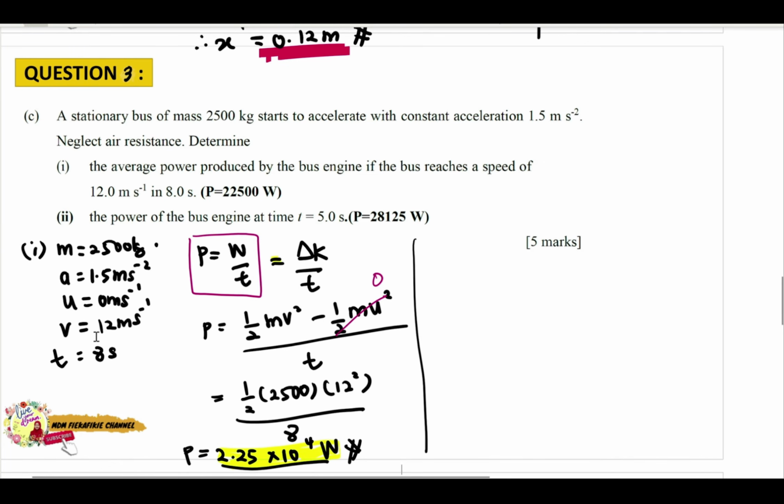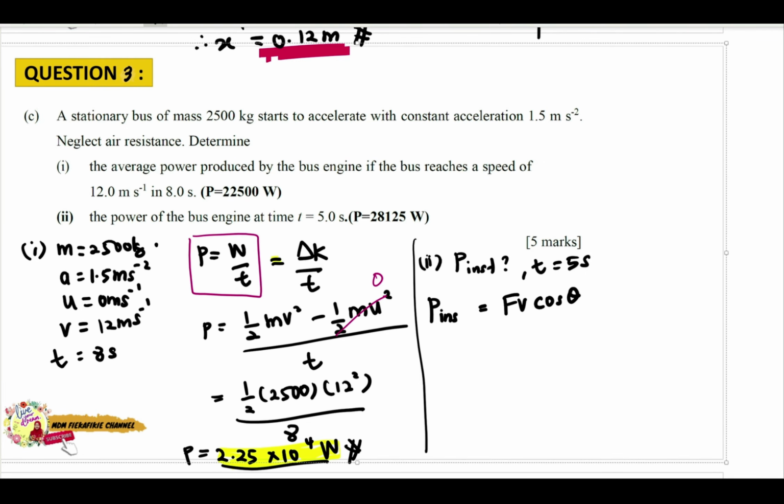And then number 2, the power of the bus engine at T is equal to 5 second. So untuk jawab soalan number 2 ni, dia sebenarnya tanya instantaneous power. What is the power at that moment, at that time, where T is equal to 5 second. So, kita boleh guna formula instantaneous power, which is equal to FV cos theta. So guys, so let's say this is the bus. Okay, we have a bus here, and it is moving in this direction.